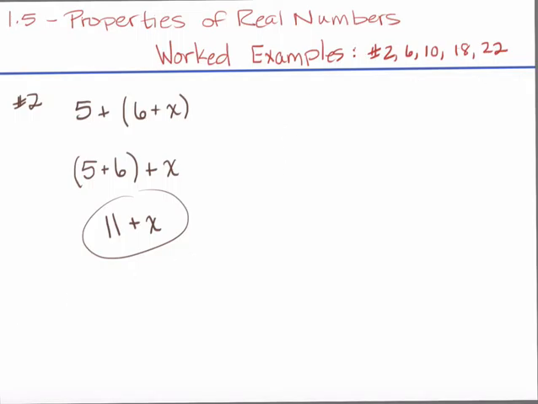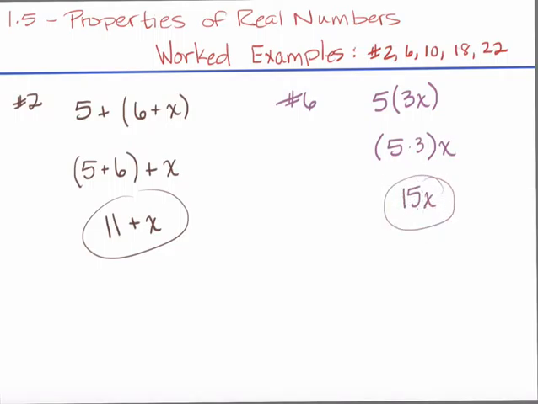Question number 6 is 5 parentheses 3x, 5 times 3x. Again, this one has a variable in it, whereas the examples I did during the lecture video didn't. But I can use the associative property of multiplication here to rewrite this as 5 times 3 times x. 5 times 3 is 15 times x. This is my final answer.